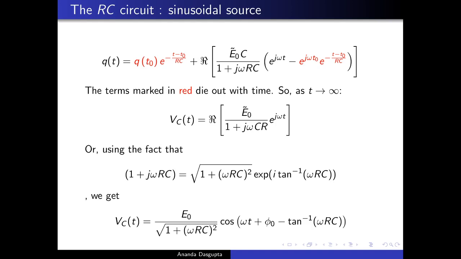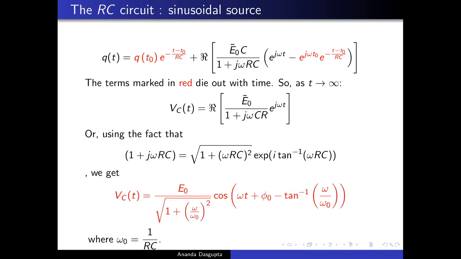And we can make it slightly fancier by introducing this notation. RC is 1 by omega 0, and we express everything in this neat dimensionless form. Apart from E0, everything else here is dimensionless. 1 plus (omega by omega 0) whole square is dimensionless. Omega t, of course, is dimensionless, and so is phi 0. And here the phase term has been written down as tan inverse of omega by omega 0. We will have more to say about this in a later lecture, the precise form which this takes and what this implies, and so on.